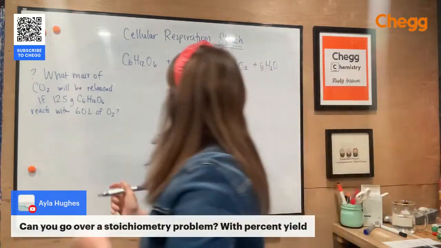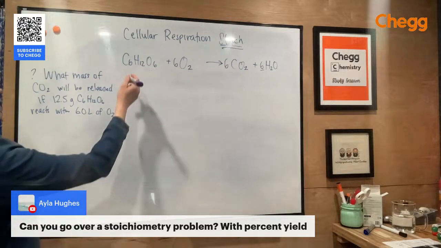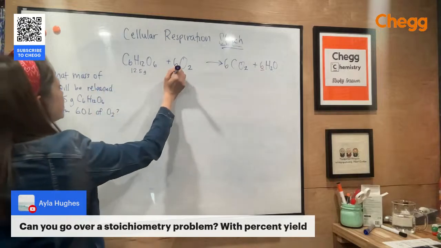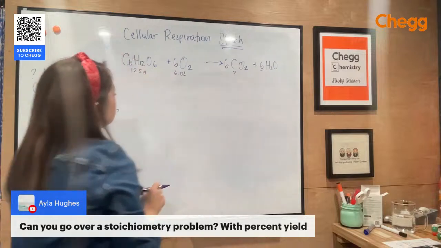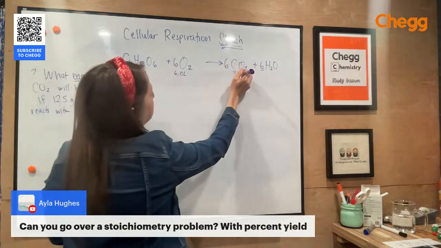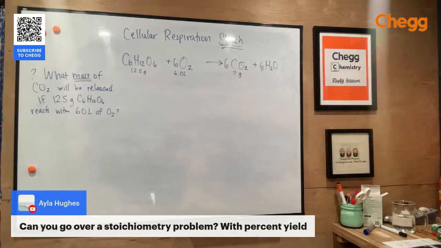With stoich, I recommend putting the masses underneath the species you're working with, just to keep things organized. So if I have 12.5 grams of glucose and I have 6 liters of oxygen, how much CO2 am I going to make? And it's actually asking for grams. I probably should have made that liters when I made this problem up, but this will be okay.